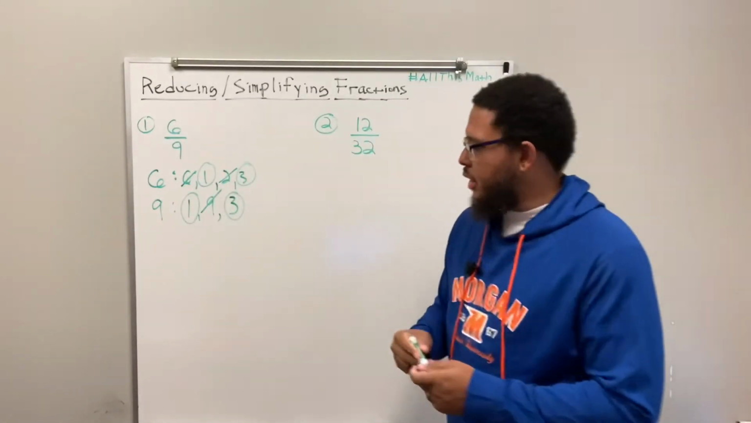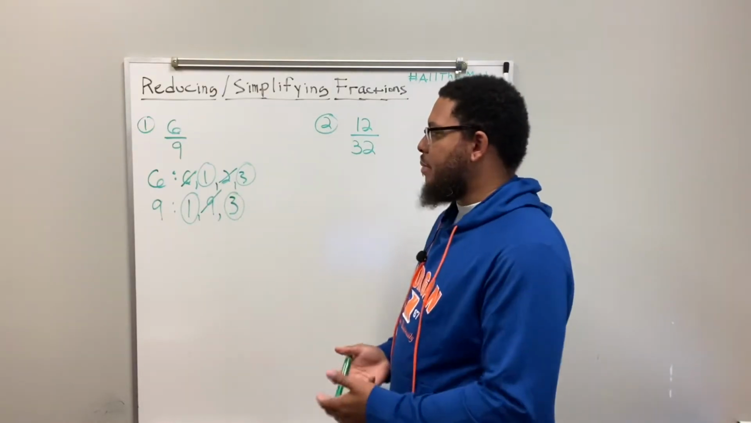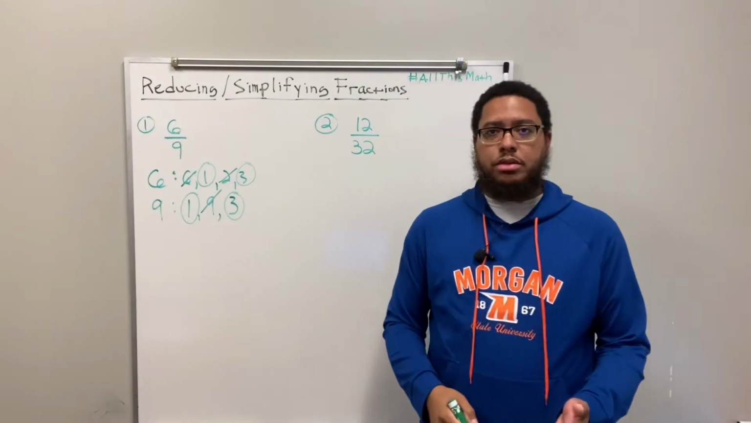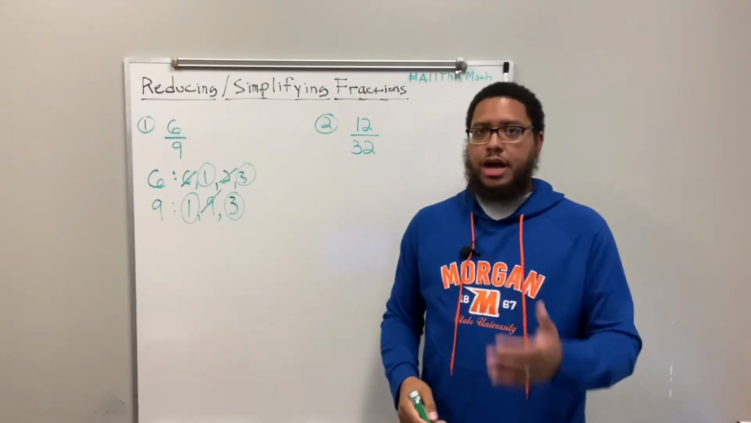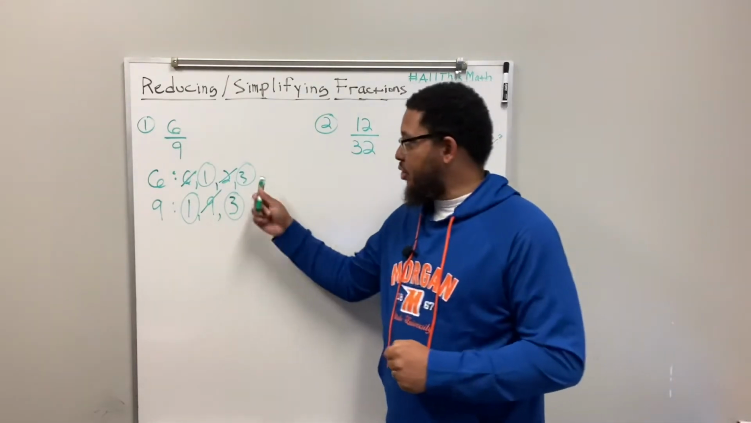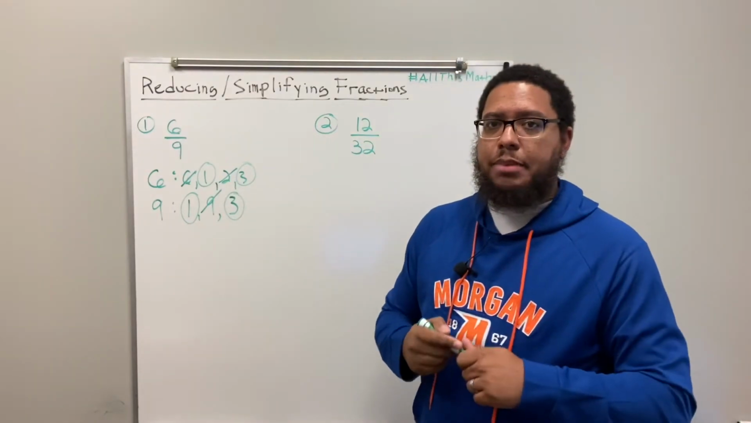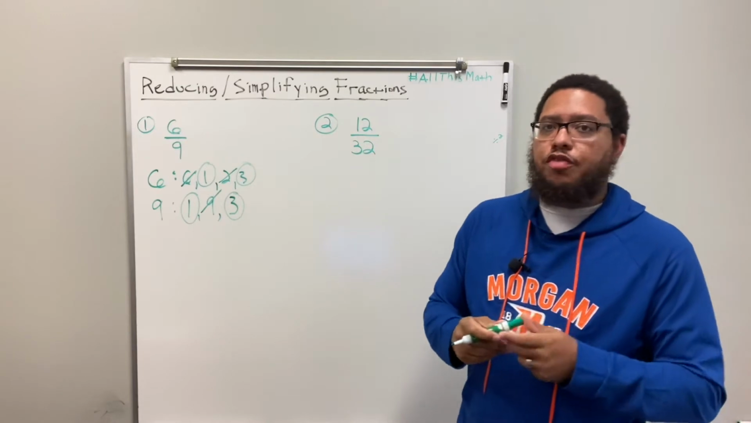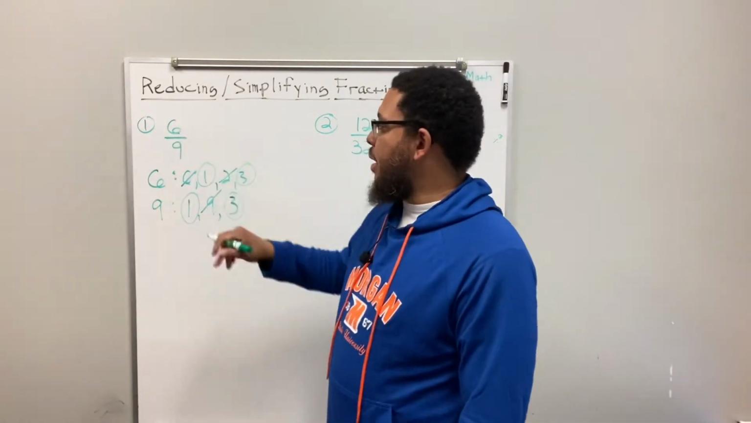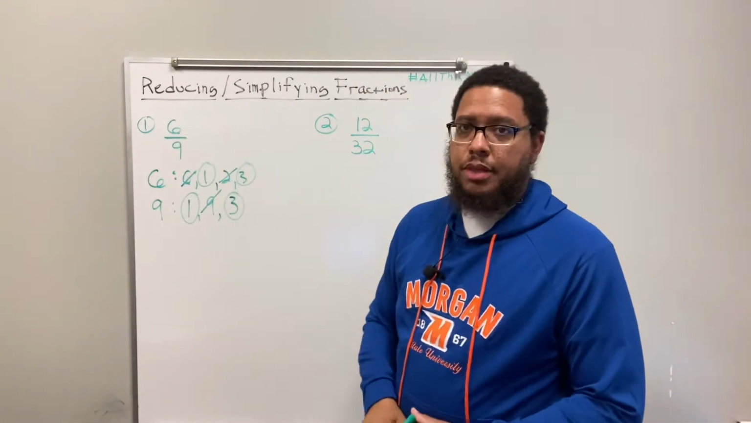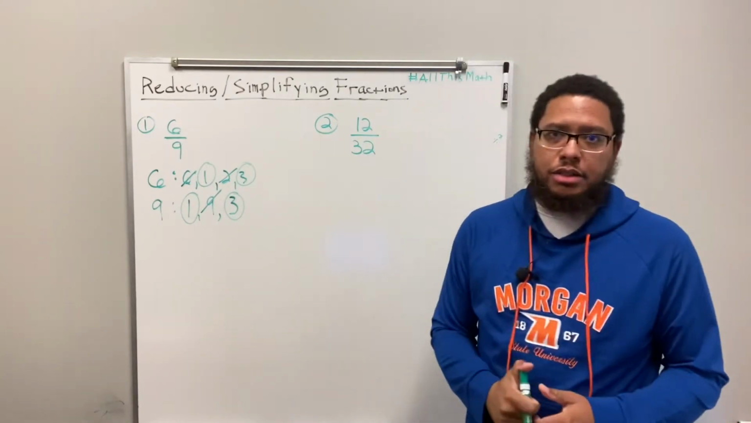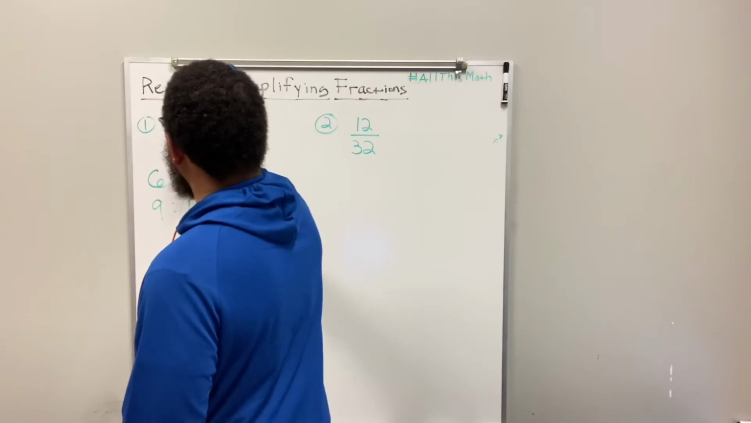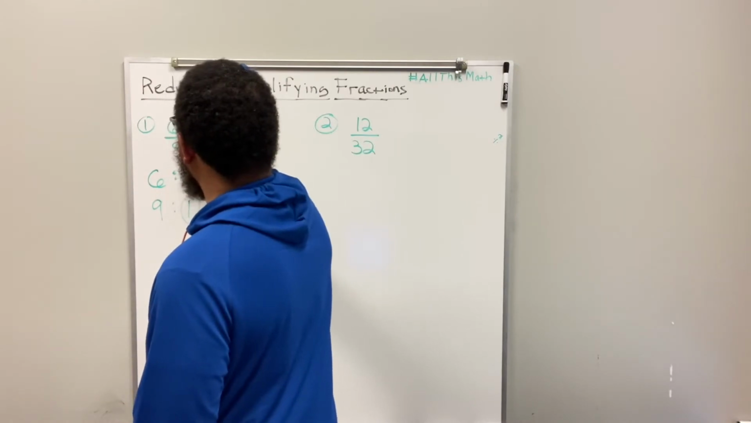So I look and I say, okay, what are my common factors? 1 and 3. But what's the greatest common factor, or the GCF? Greatest common factor is 3. Once I establish that, the next step, and make sure you put this in your notes, is to divide the numerator and the denominator by that number. And that's how we simplify fractions or reduce fractions, right? So I'm going to do divided by 3, and I'm going to also do divided by 3.